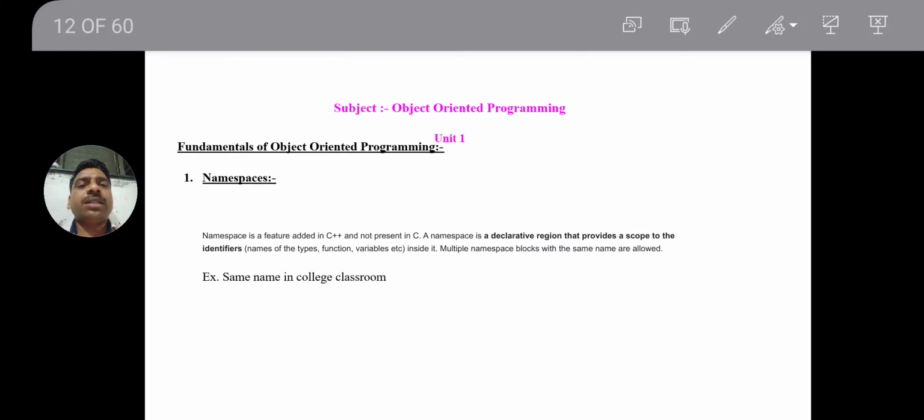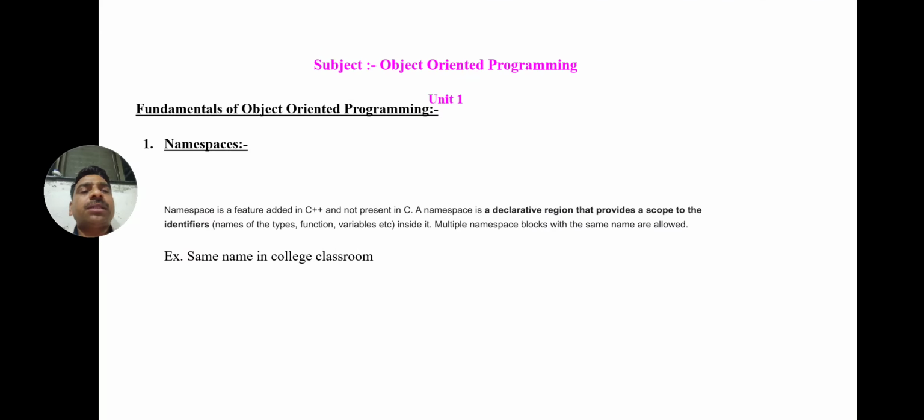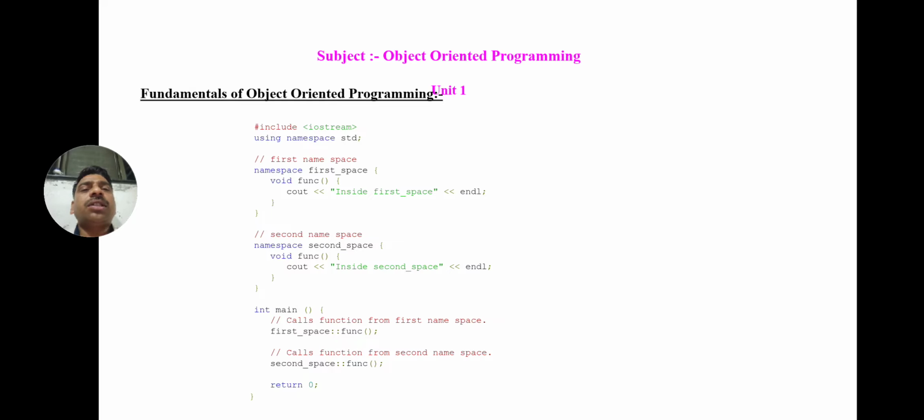For example, you can compare it to the same name in a college classroom. Multiple namespace blocks with the same name are allowed inside the program. Then you can observe in the program, after the header file inclusion, using namespace std gives the particular area or space for storing the functions or variables.